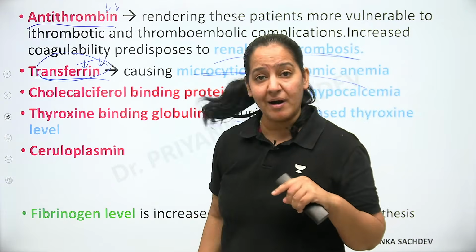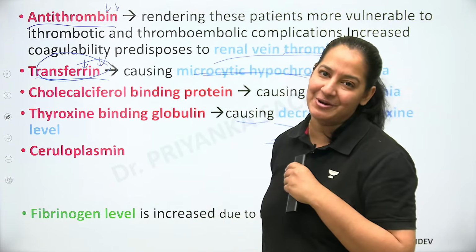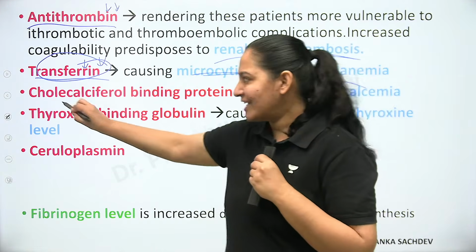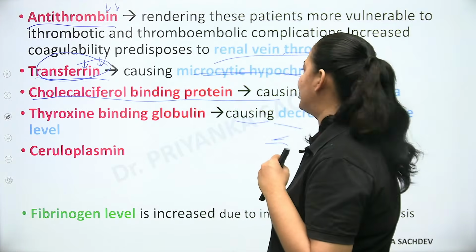So less iron in the blood. Less iron will lead to iron deficiency anemia, which is a microcytic hypochromic anemia. So make a flowchart for all these, right? You got my point. Next protein which is lost in urine is called cholecalciferol binding protein.